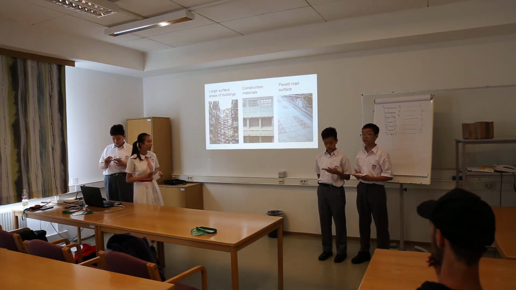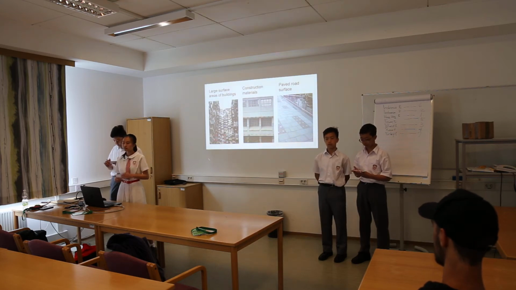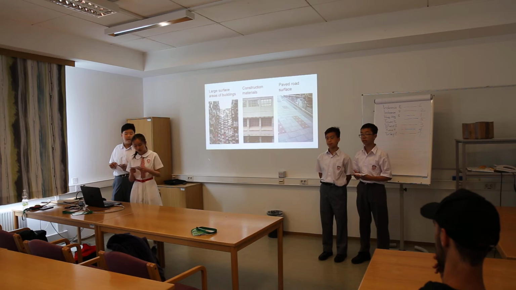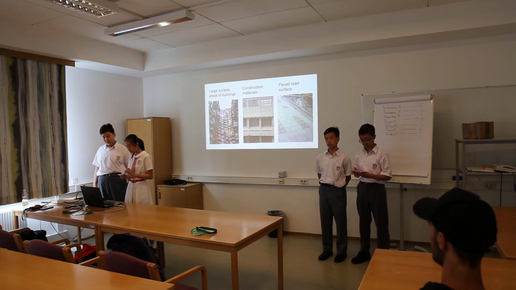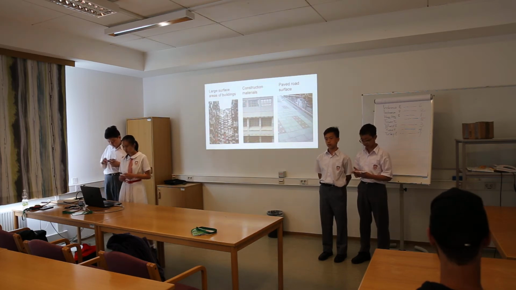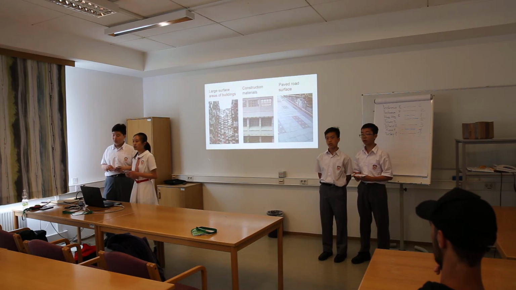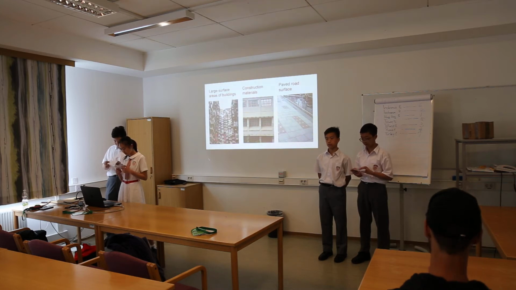Urban heat island effect is caused by a few environmental features. First of all, the large surface areas of buildings absorb more radiation than the surrounding rural areas. Construction materials in the urban areas, like bricks and concrete, have a higher capacity to retain heat than the soil and vegetation in countryside. The paved road surface also absorbs a lot of heat from the sun.